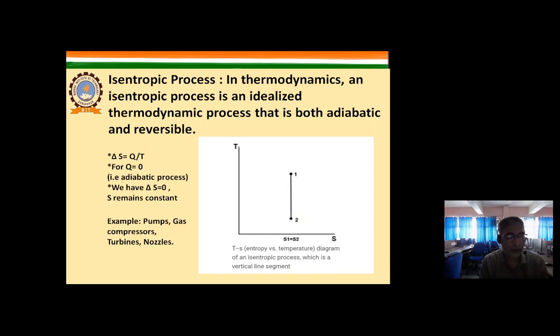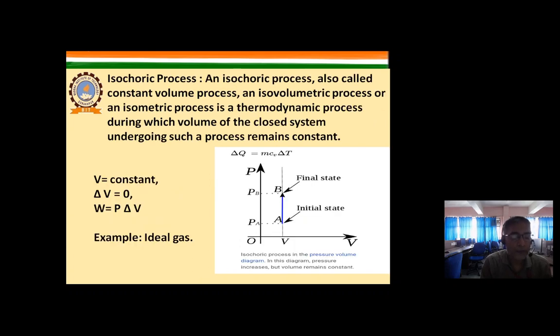The next process is the isochoric process. An isochoric process, also called a constant volume process, an isovolumetric process or an isometric process, is a thermodynamic process during which the volume of the closed system undergoing such a process remains constant. That means V is equal to constant. That's why delta V is equal to 0. So W is equal to P delta V.